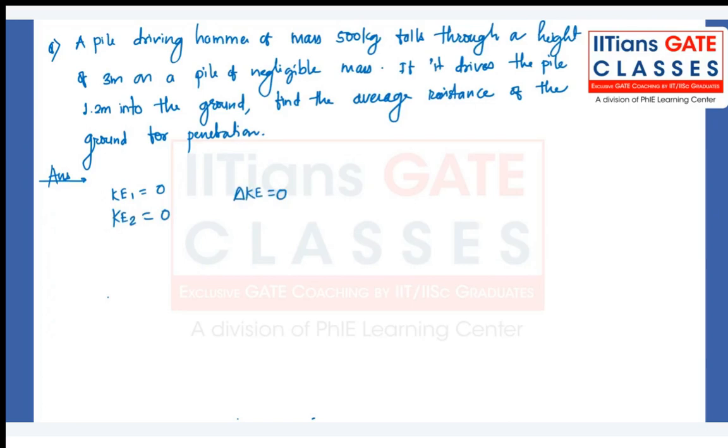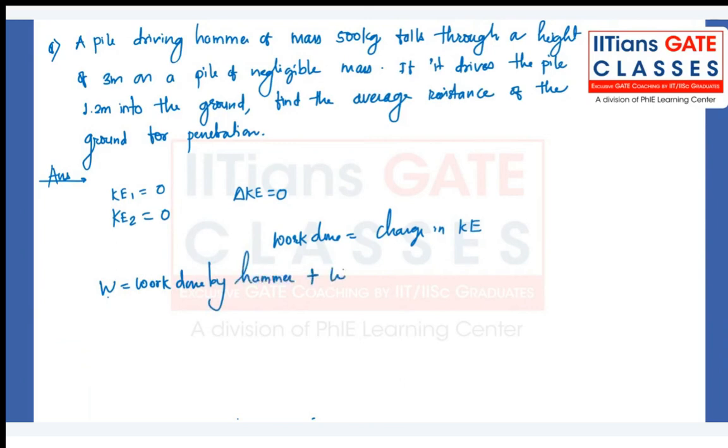What we know is work done is equal to change in kinetic energy. But what is the total work done in this case? Work done is not just the work done by the hammer, but also the work done by ground resistance. So W should be written as work done by hammer plus work done by ground resistance.